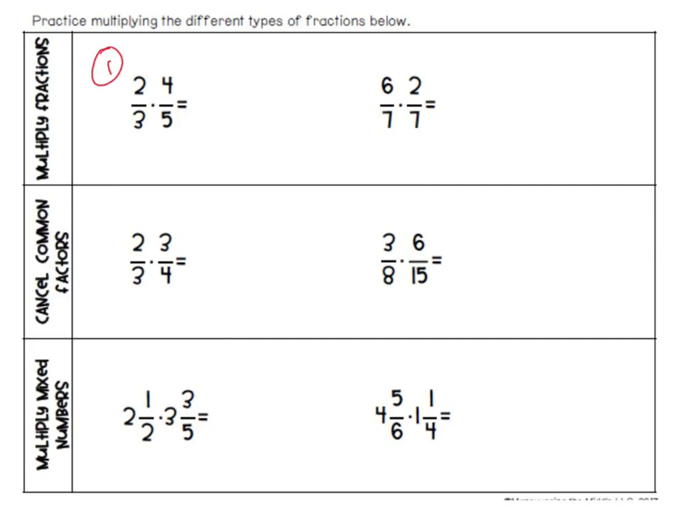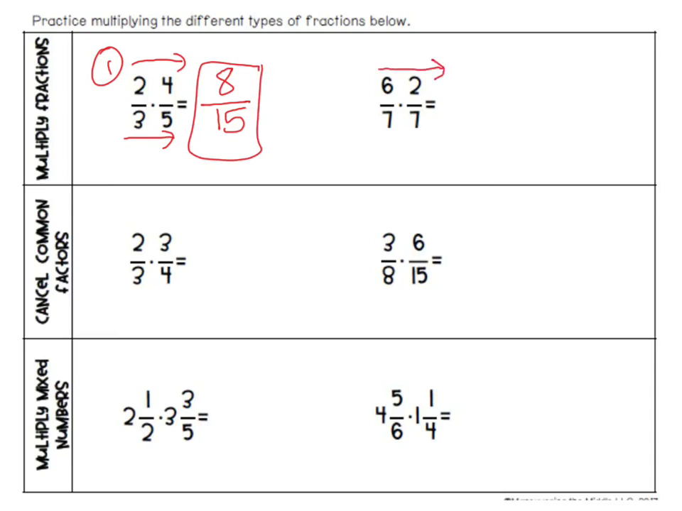Well, these are just regular proper fractions, so all we have to do is multiply across. So we're going to multiply our numerators. 2 times 4 is 8, and then we multiply our denominators. 3 times 5 is 15. Then we have to look at this and ask ourselves if that can be simplified. Well, if I think about the factors of 8, I have 2 and I have 4. 15 cannot be divided evenly by 2, and 15 cannot be divided evenly by 4. So this is in its simplest form.